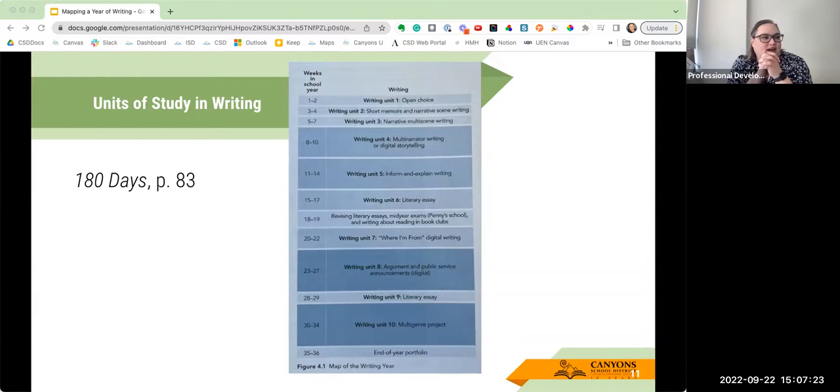So one thing that I noticed is they have taken it out of a traditional quarter or semester calendar. And they've done this by weeks, but I was surprised by the variety of timelines that they had for students submitting work, where they had very short amounts of time. They have 1 to 2 weeks to do an open choice writing assignment. Their choice, student choice, any topic, any form, any genre, they get to choose.